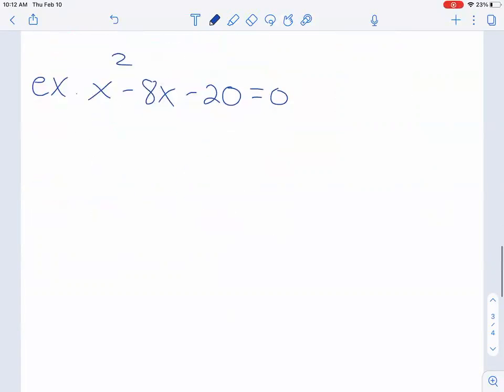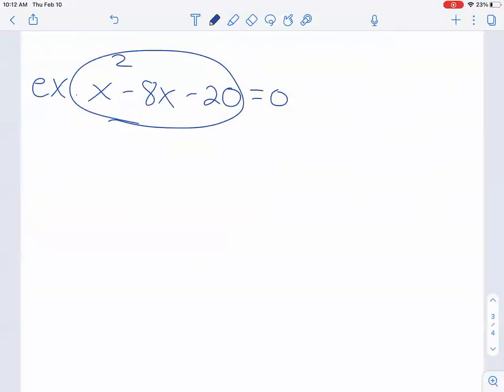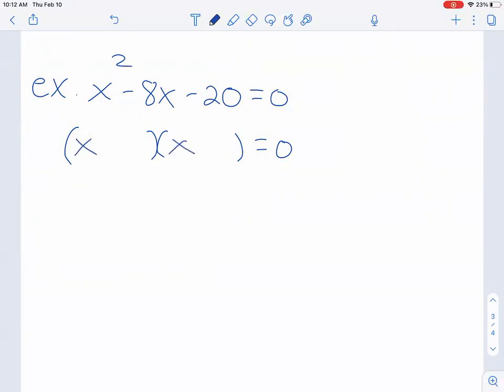So we want to try and factor this guy, right? So it's a trinomial. Let's do our two sets of parentheses. We've got x and x. And so we want to list factors of 20 that we could add to get -8.